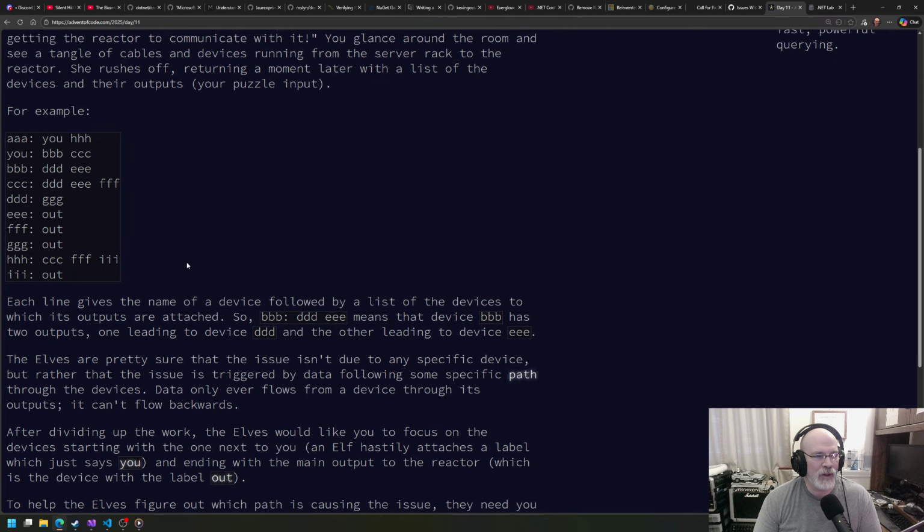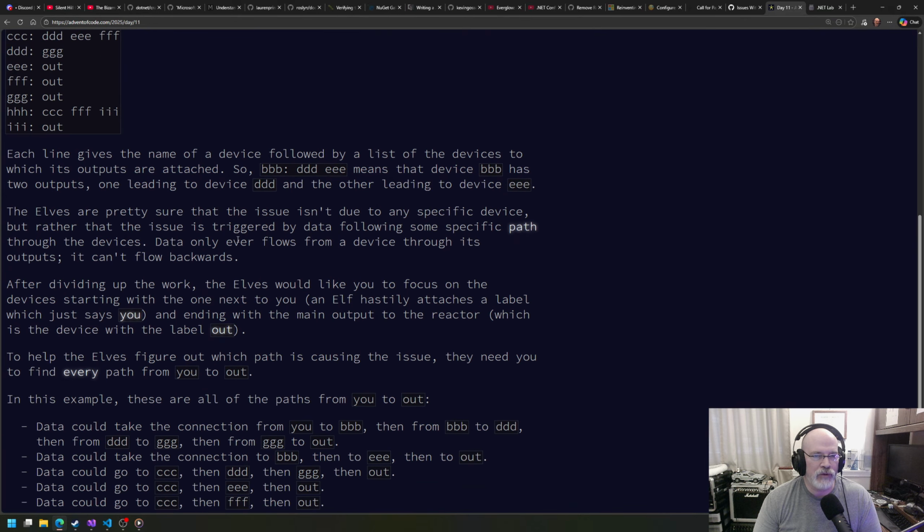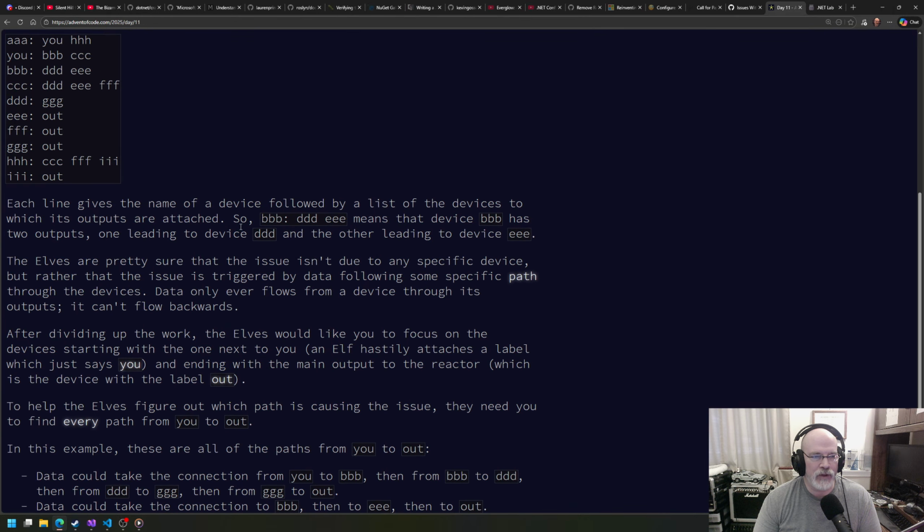Each line gives the name of a device followed by a list of devices to which its outputs are attached. So BDE means that the device has two outputs, one leading to device D and one leading to device E. The elves are pretty sure that the issue isn't due to any specific device, but rather that the issue is triggered by data flowing from some specific path through the devices. Data only ever flows from a device through its outputs. It can't flow backwards.